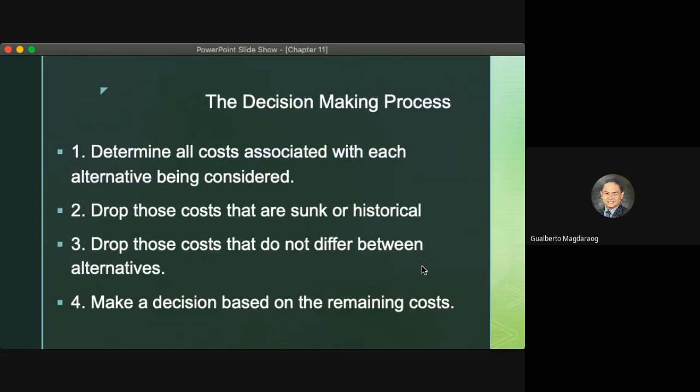Even if it is a rent expense or lease cost or cost of rent, kung wala ka namang mababago sa renta mo, magbabayad at magbabayad ka pa rin, then that is irrelevant already sa mga alternatives mo. Okay? It's not yet a sunk cost because you still have to pay for it. Hindi pa siya bayad. So, pero kung wala naman din siyang magiging changes, then you can simply eliminate that, drop that cost because walang difference sa choices. And then you can now make a decision based on the remaining cost or those costs that are relevant only.